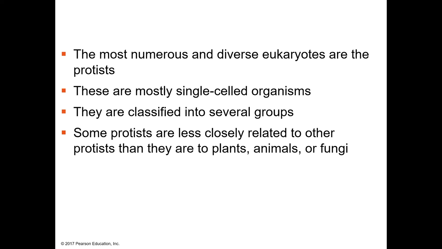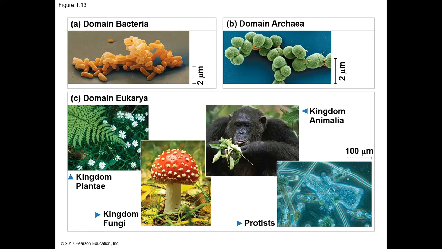The most numerous and diverse group of eukaryotes are the protists. These are mostly single-celled organisms. They're classified further into several groups, and some protists are less closely related to each other than they are to plants, animals, or fungi.